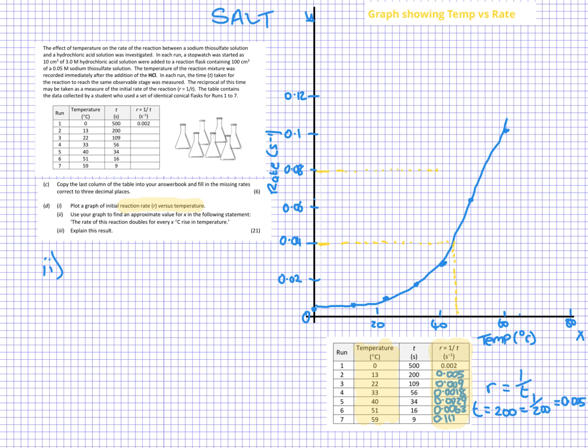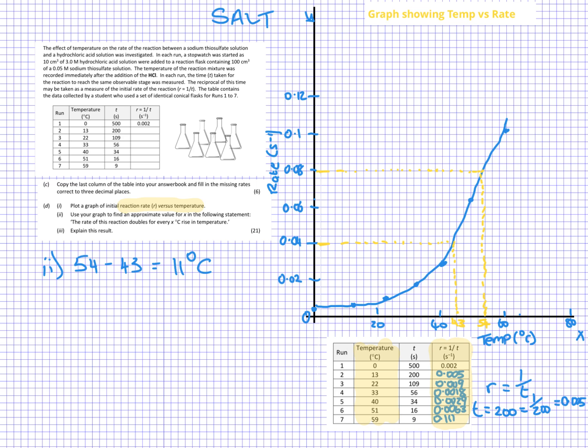So we can go across here as so, and we can go down. And basically we can read the values here. So I would say that this is approximately about 43 degrees. And I would say that this is about 54 degrees. So if we take the difference between those two, we can do 54 take away 43. We can say that x would be approximately 11 degrees Celsius.